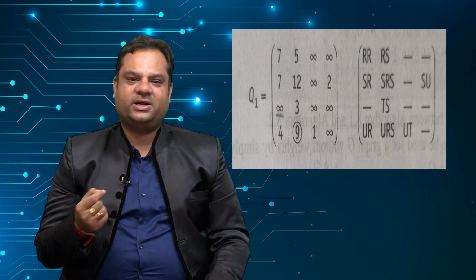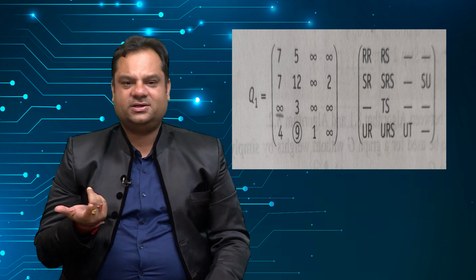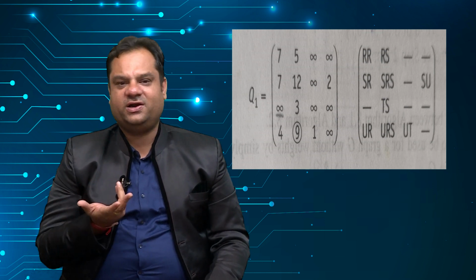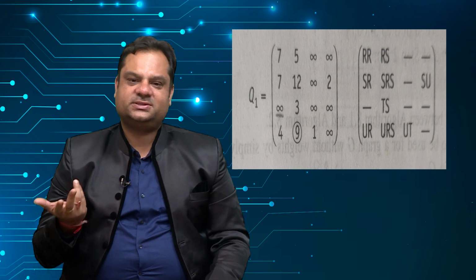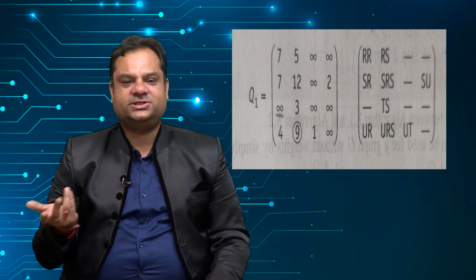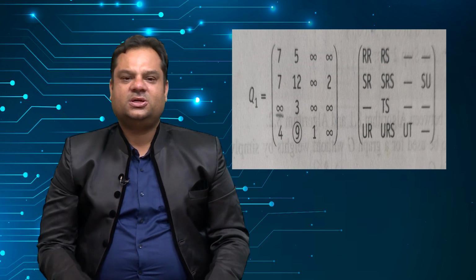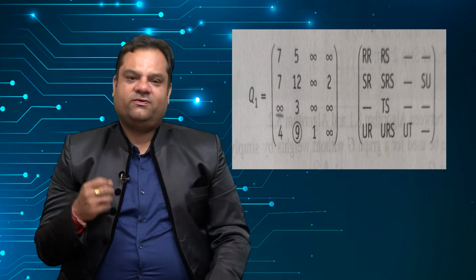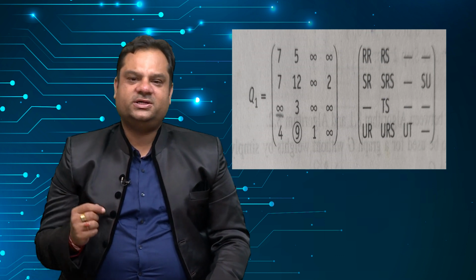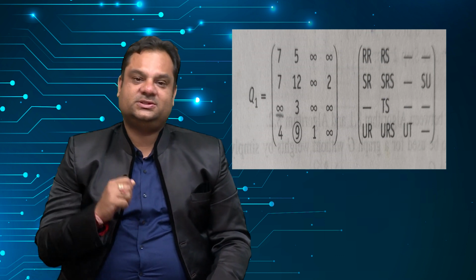Again the third row. In the first position, T to R, there is no direct edge, that's why the dash, infinite value. Again T to S, same 3. Then T to T, T to U, again dash, dash, no changes. Now next one, the last one, U to R. We already have the old value, which is 4. Now the second one is U to S. Now again cross-check.